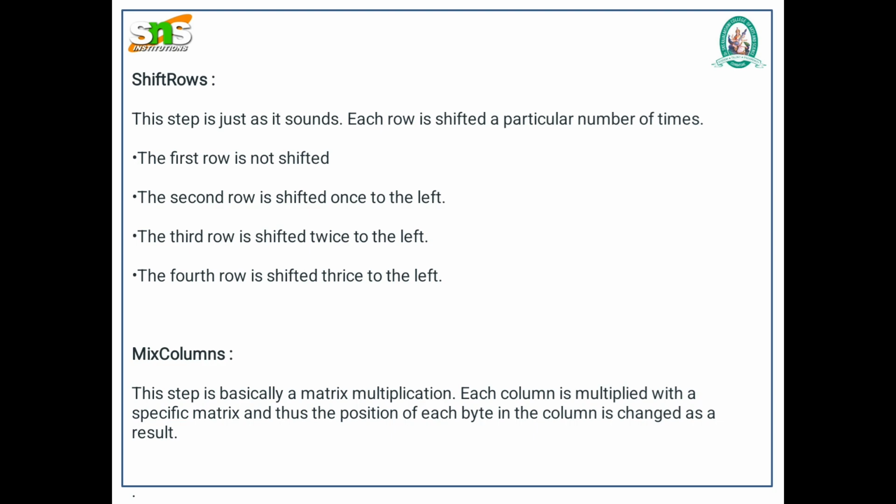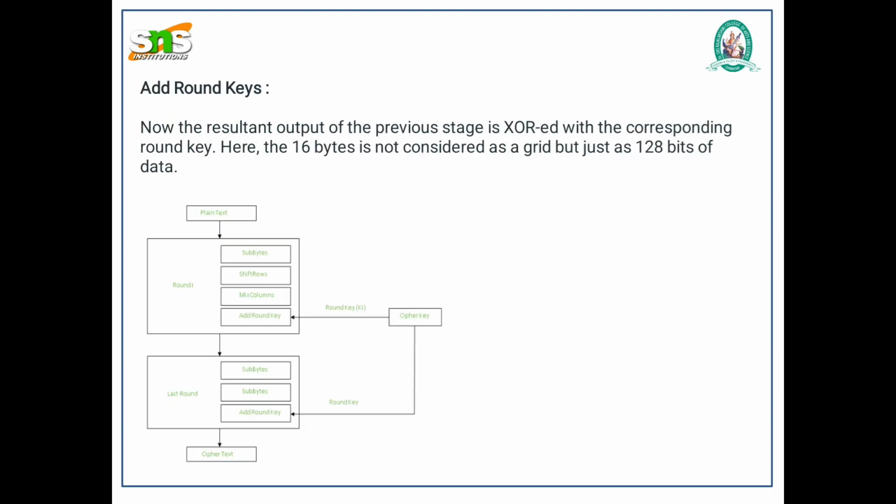Mix columns: this step is basically a matrix multiplication. Each column is multiplied with a specific matrix and thus the position of each byte in the column is changed as a result. Add round key: now the resultant output of the previous stage is XORed with the corresponding round key. Here the 16 bytes are not considered as a grid but just as 128 bits of data.